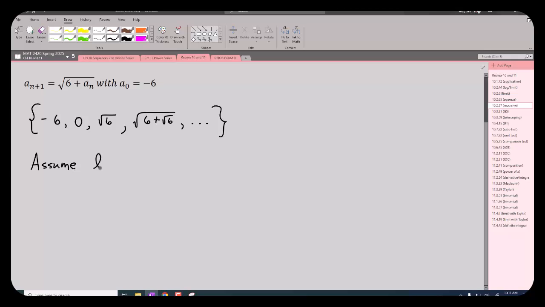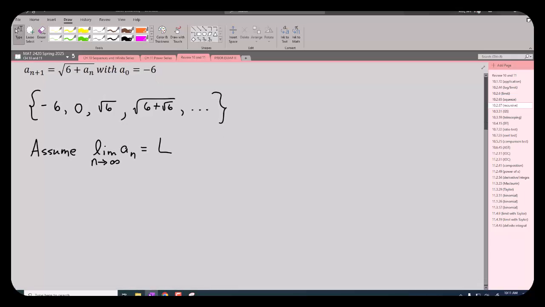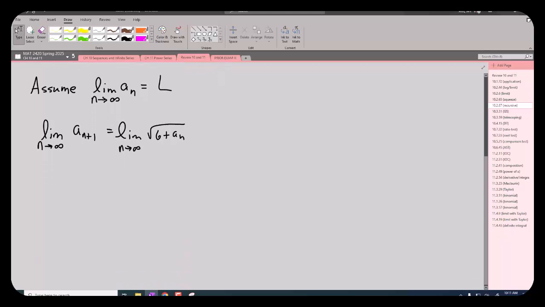So we're going to assume that the limit of a sub n is equal to some number, L. If we assume it converges because we've looked at the graph, then this will actually find L. What we do then is take the limit of both sides of the definition up here, the limit of the left side and the limit of the right side, because our empirical evidence told us that it looks like it's going to converge.